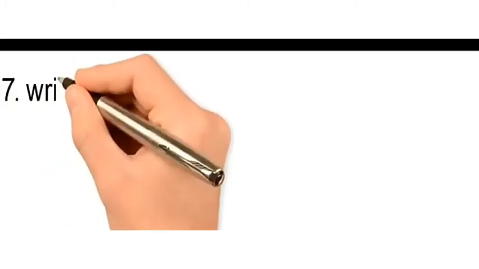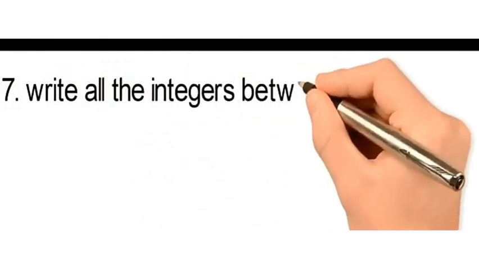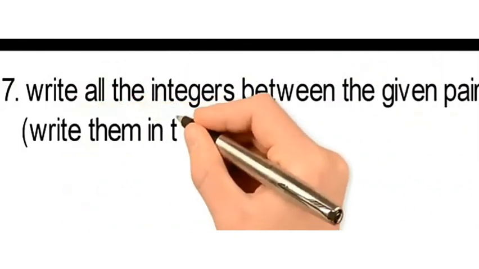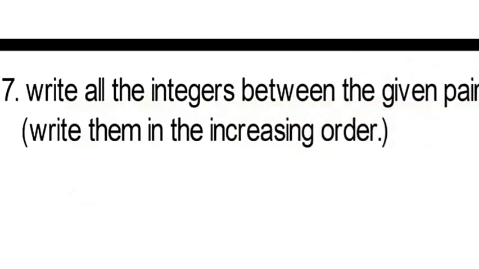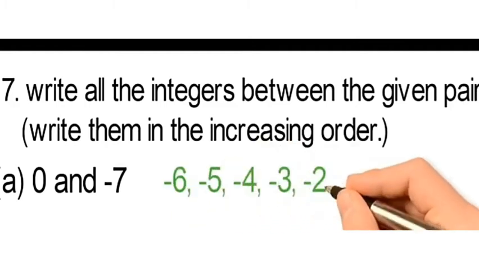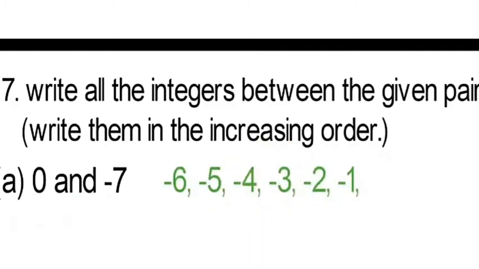Next is question 7. Write all the integers between the given pairs. Write them in the increasing order. When they say between the given pairs, we should not include the given numbers. That is 0 and -7 should not be included. So the integers between them are -6, -5, -4, -3, -2 and -1. You may wonder why they will be in the increasing order, but remember they are negative signs. So here -6 is smaller than -5, -5 is smaller than -4 and so on.